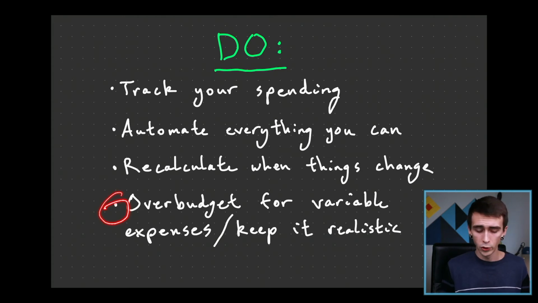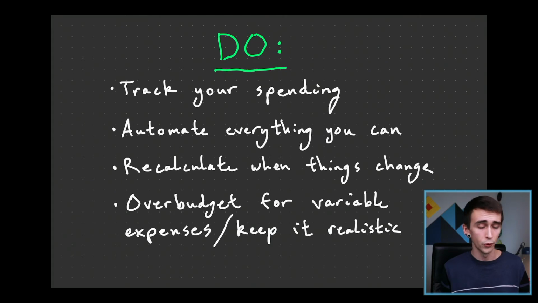The last important thing to do here is to over budget for your variable expenses and to keep it realistic. So if you're someone who works kind of far away from your house, you don't want to be under budgeting for your gas. You know what I mean? You need to really consider what is realistic for your gas usage and what you also use just in your day-to-day life. Are you someone who goes on late night drives all the time? Because if that's the case, then you should also be budgeting for that too.